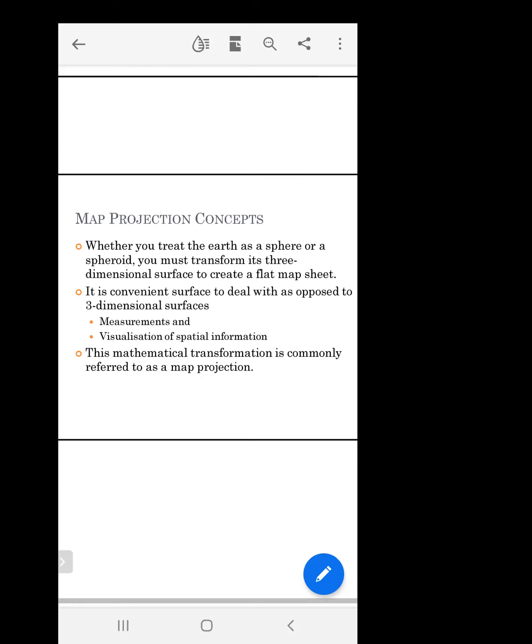All right. So the second bullet point is saying that it's a convenient surface to deal with as opposed to the three-dimensional surface. What he's saying is that engineers would like to work with 2D instead of a 3D surface. In fact, it does make a lot of sense to work on a flat surface rather than a round surface. The keyword is convenient, so that we can do measurements. We can also visualize.